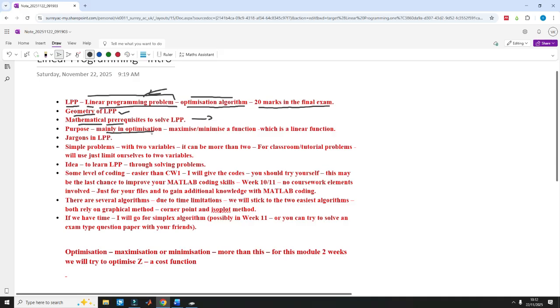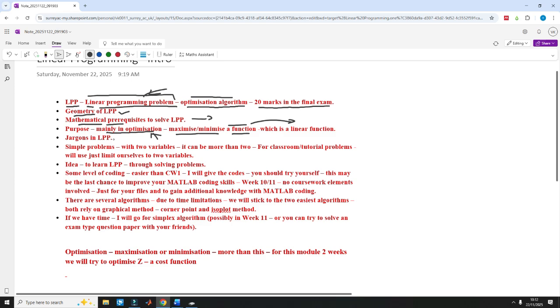I will come back to this topic. What do I mean by this in a chemical engineering sense? Shortly, optimization refers to this: if you have a function, you either maximize that function or minimize that function. And since we are dealing with LPP, this function is always a linear function.